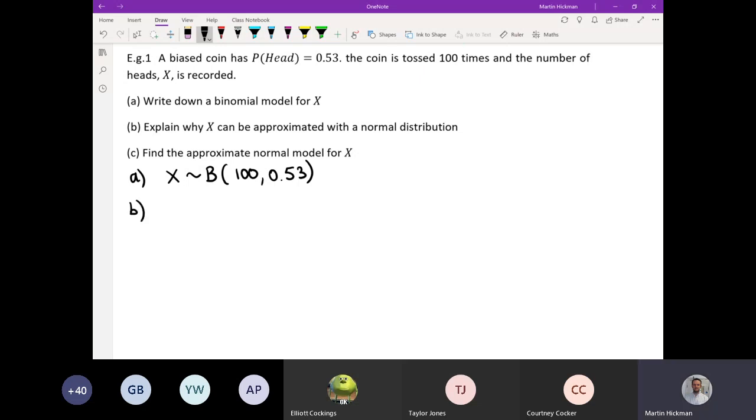So explain why x can be approximated with a normal distribution. So my first question of the day, why can we use the normal distribution to approximate this? So there's two reasons why I can do this. Just want you to tell me in the chat.